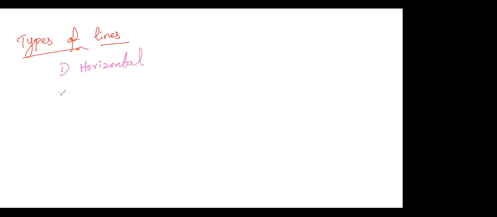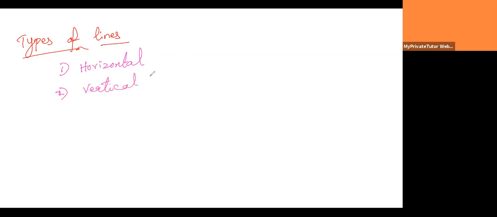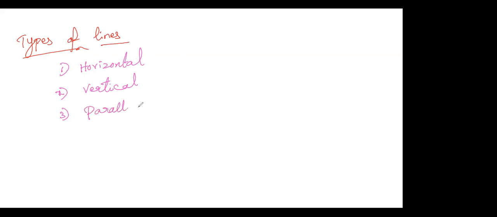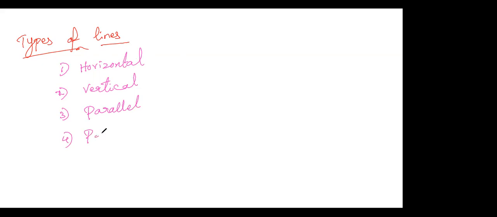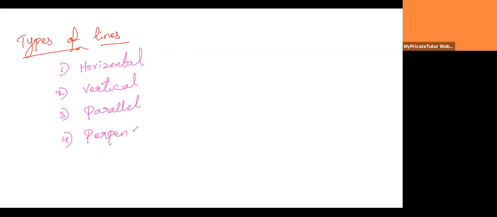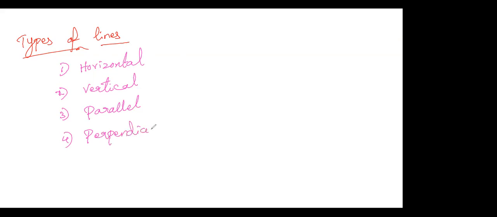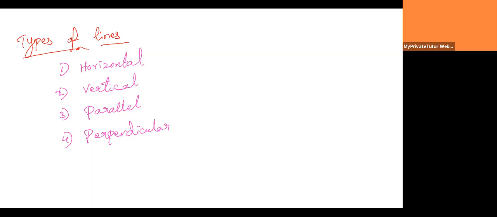Horizontal line. You might know the vertical, and you might know the parallel lines. You might have heard the word perpendicular line. A horizontal line is like a straight line. A vertical line is like something standing up. So the perpendicular line, yes, whatever you said is correct.